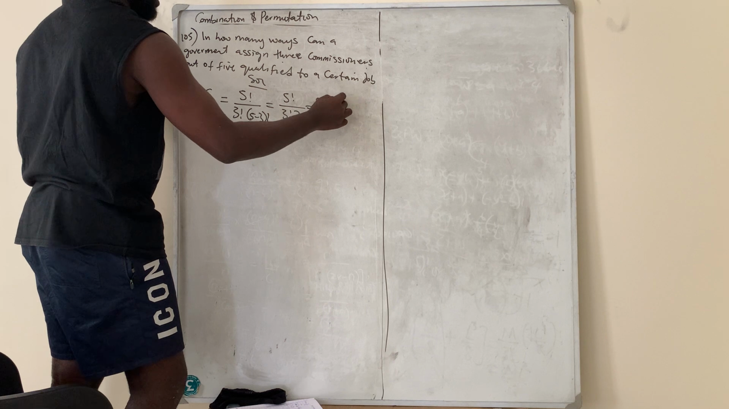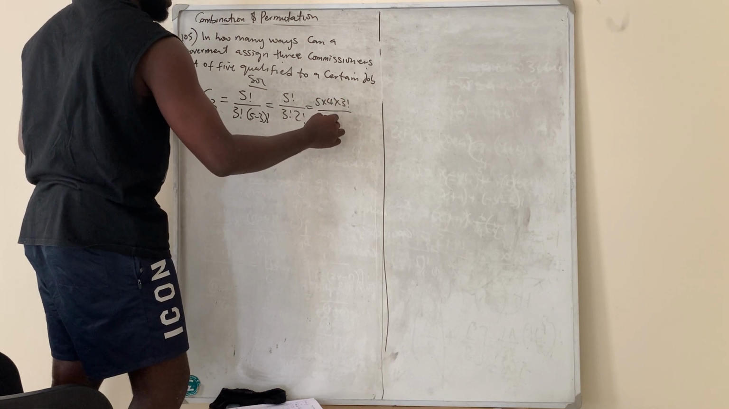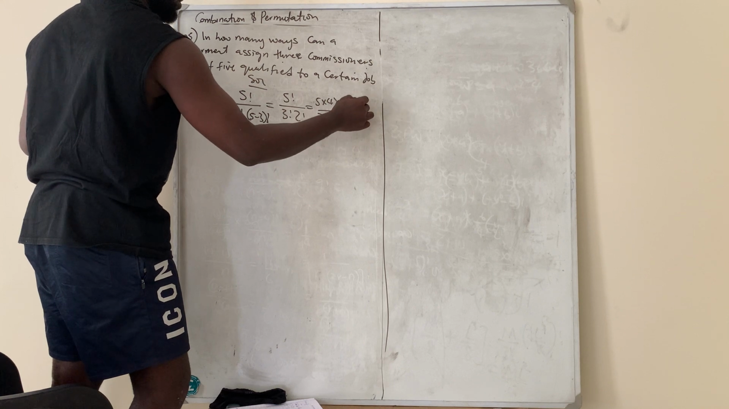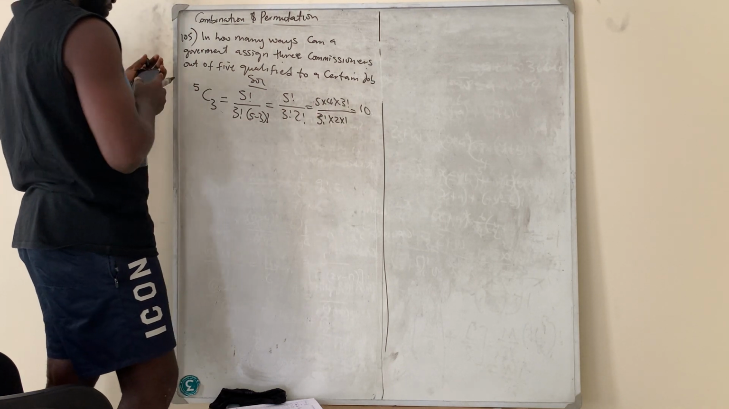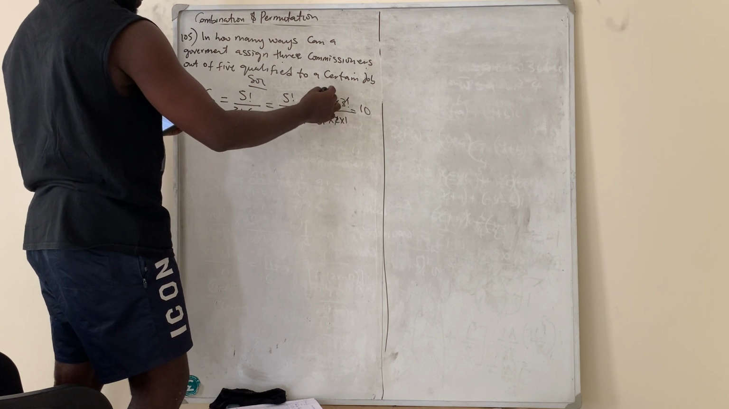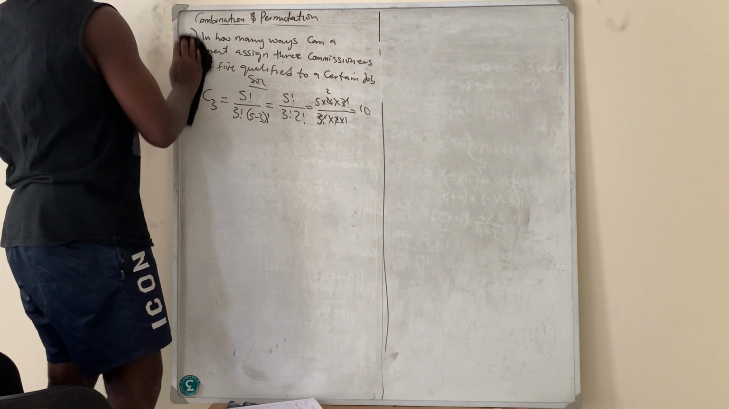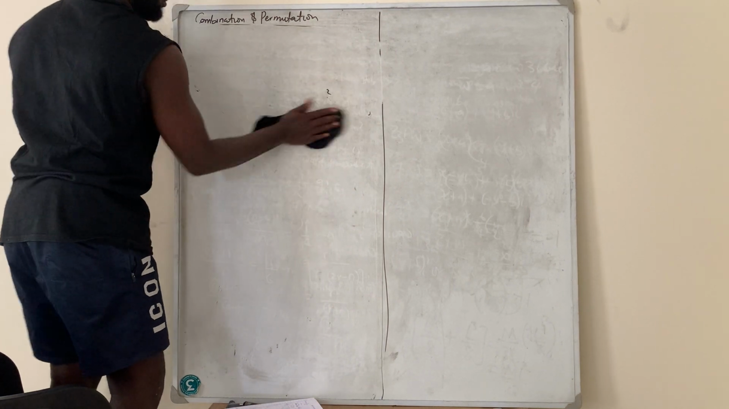5 times 4 times 3 factorial all over 3 factorial times 2 times 1, which is going to give me 10. So the answer there is 10, because this cancels this, and this into this is 2. 2 times 5 is 10. So we move to the next question, which is question number 106.